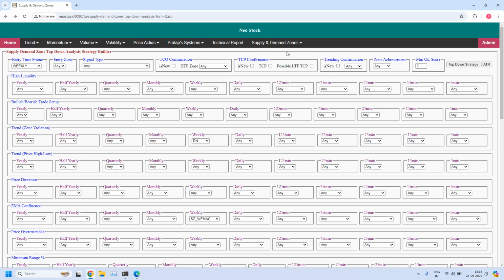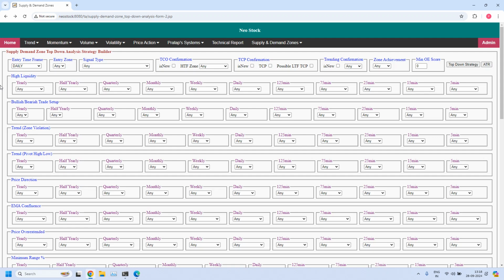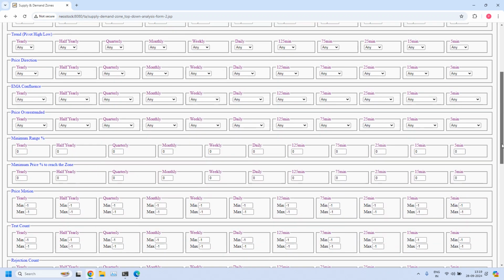Fine. Okay, the next report is about LTF, ITF, HTF zone confluence. That means weekly zone should be part of the monthly zone. Weekly, monthly together again part of the quarterly zone. How many such kind of stocks we can identify? So entry time frame is weekly. These weekly zones should be part of monthly. Both together again part of the quarterly zone. That means LTF, ITF, HTF demand zone confluence.